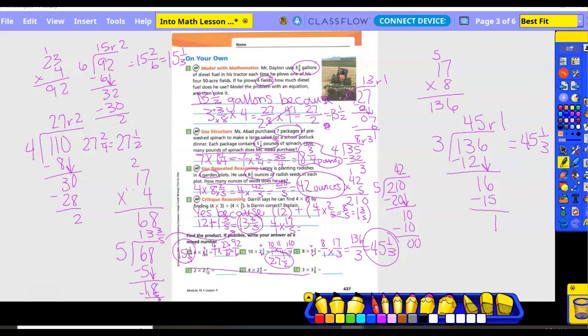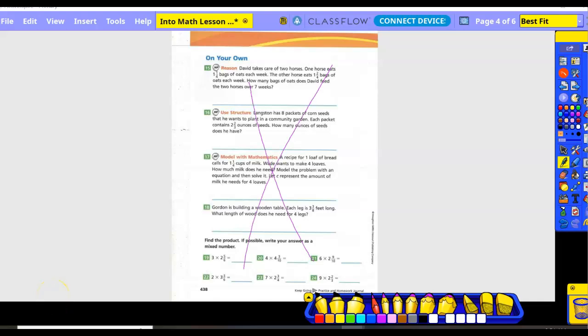Okay, we're going to cross off 12 through 14 just because of time. And we're crossing off this just because of time.